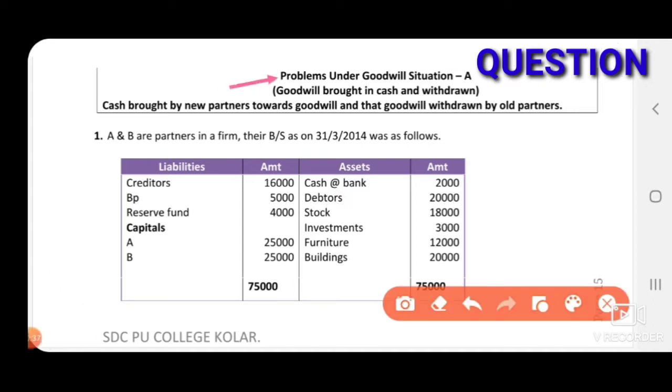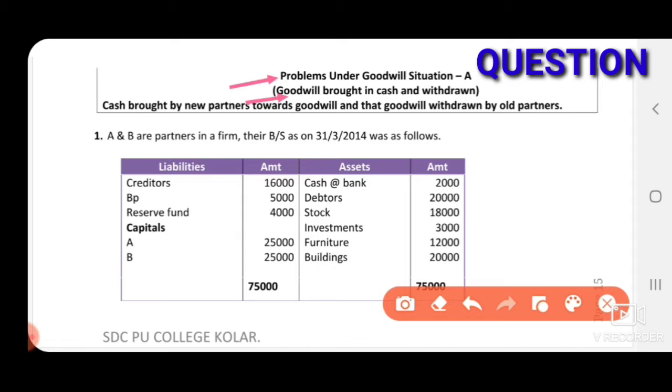Now, problems under goodwill situation A. Under situation A, the new partner will bring the goodwill amount in the form of cash. That goodwill, that is cash, is withdrawn by the old partners. That is situation A. So this adjustment we have to show under partners capital account.